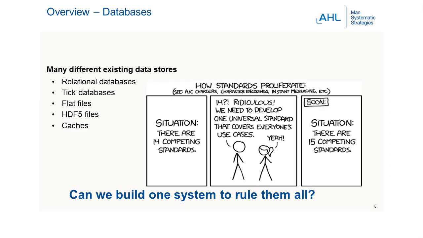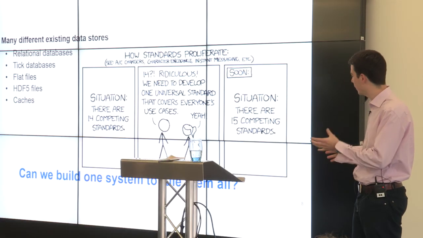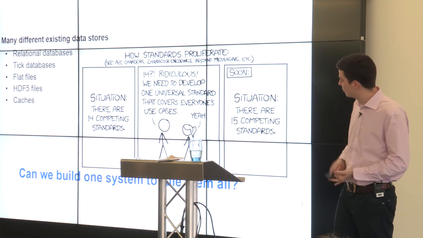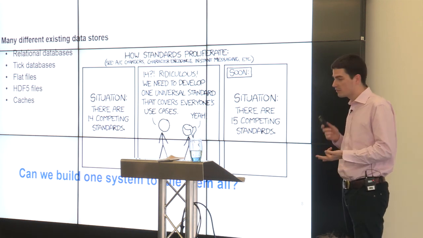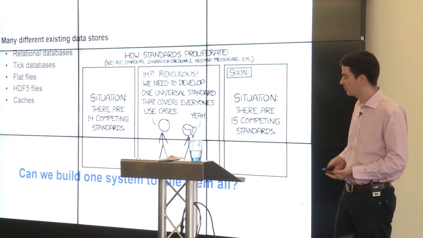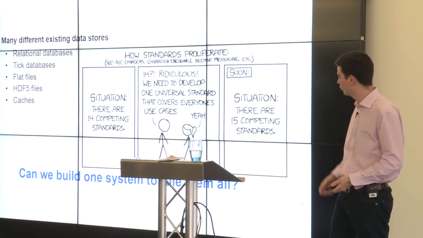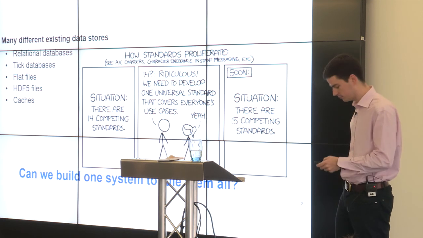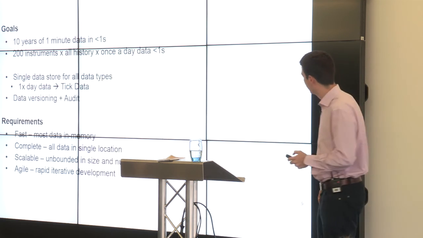So, XKCD there. There are 14 competing standards. We've all got some great data stores over there. Can we build something that's better? Can we actually build one system that is both performant, safe, has scalability and throughput in terms of latency, and total world domination? Can we beat both a tick database and a relational database? And I think we can.